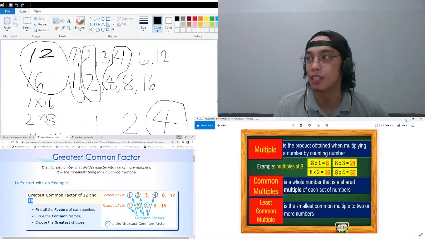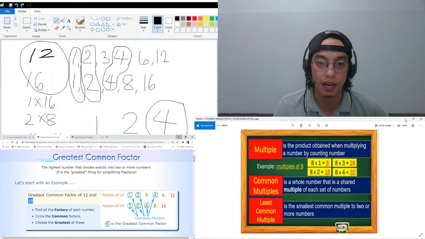So muna siya ang meaning sa GCF, greatest common factor. Itong balikan na atong resources sa mathisfun.com.